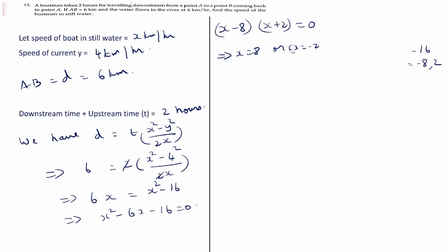This is not possible. X is equal to minus 2 is not possible because speed cannot be negative. Therefore, x is equal to 8 km per hour. So the speed of the boat in still water is 8 km per hour.